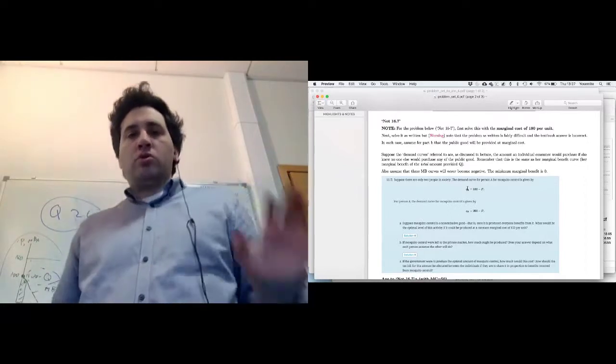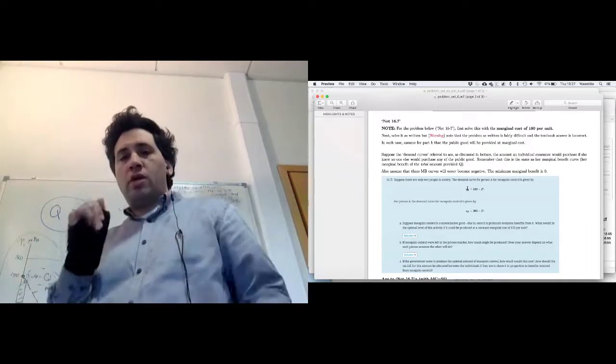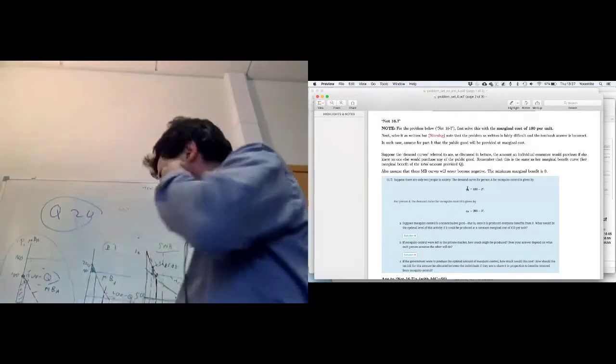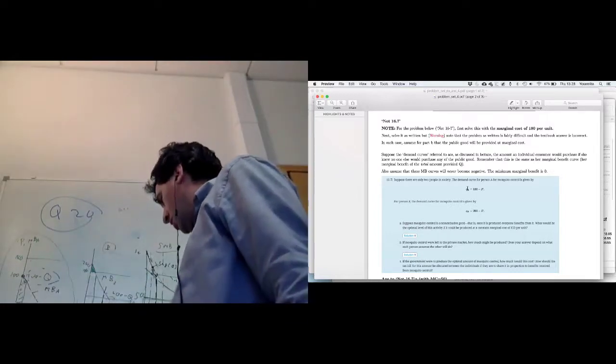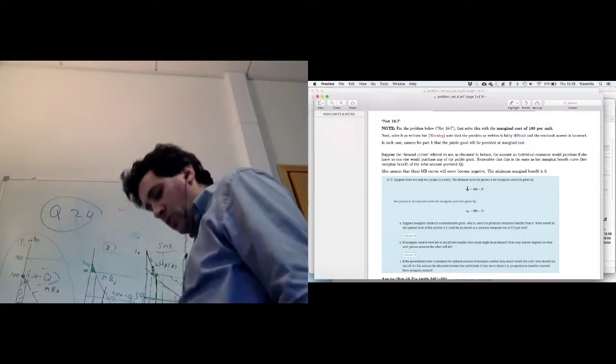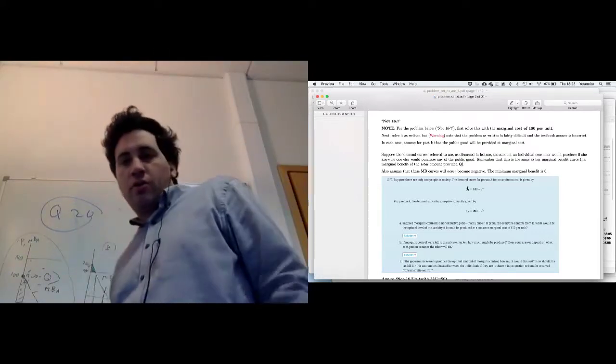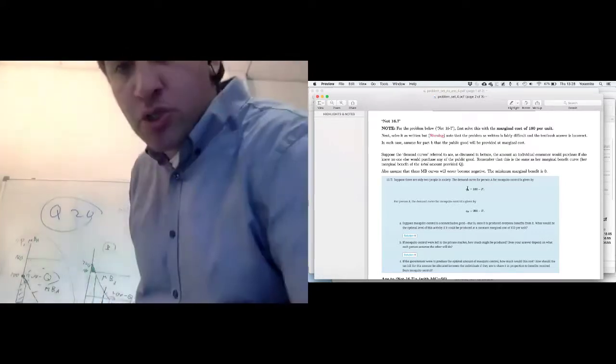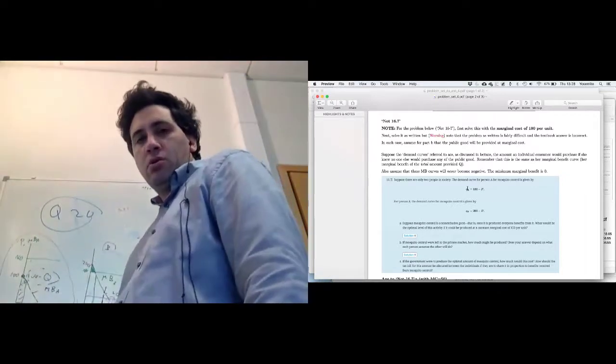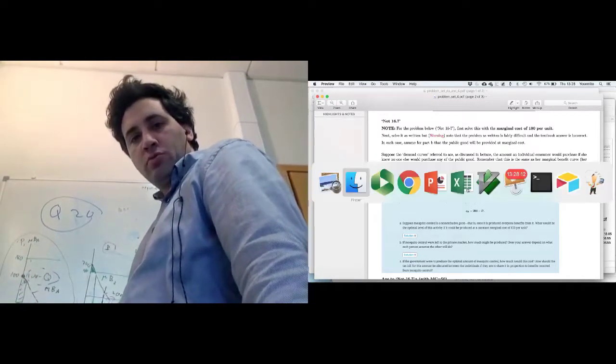Okay, so I wanted you to solve it first with marginal cost of 180 per unit. That's much more standard, much more conventional, and it illustrates the public goods important characteristic, and then do it with, as the book suggests, marginal cost equal to 50.